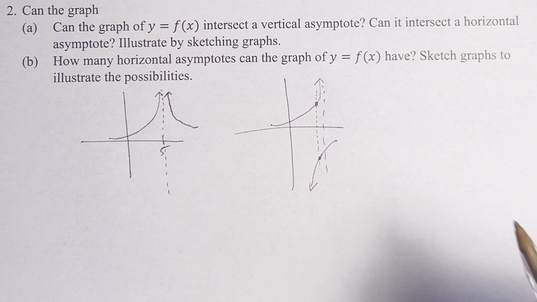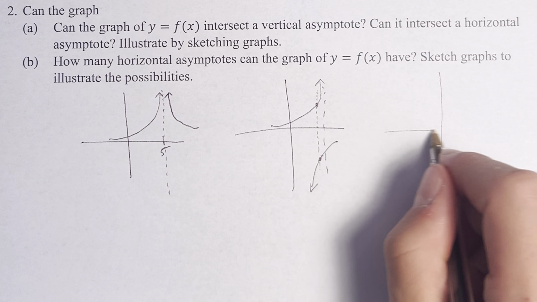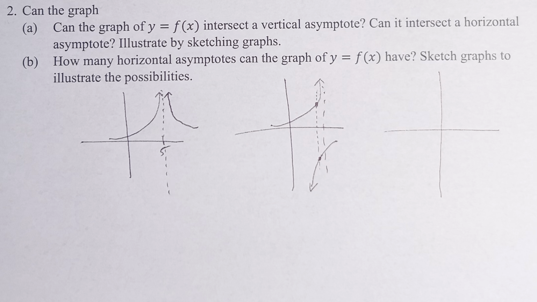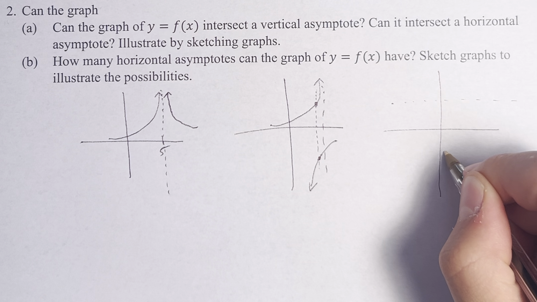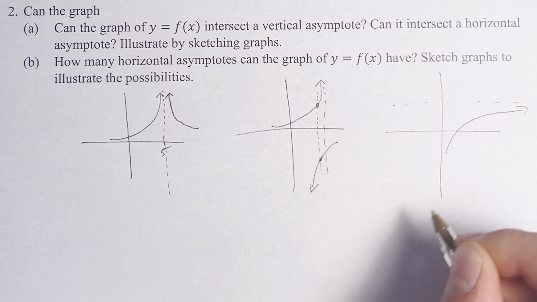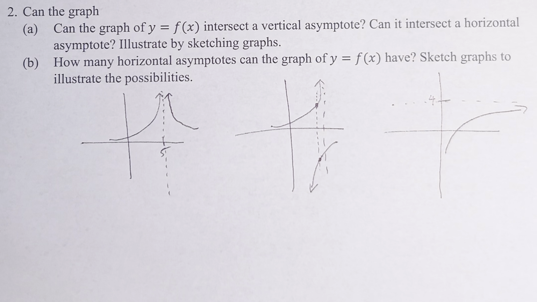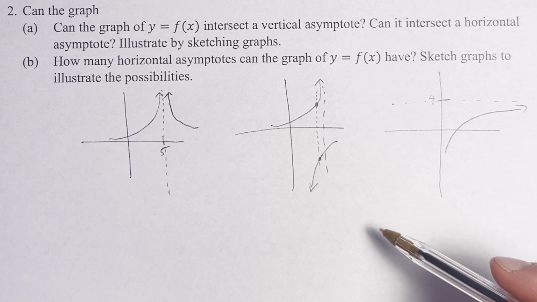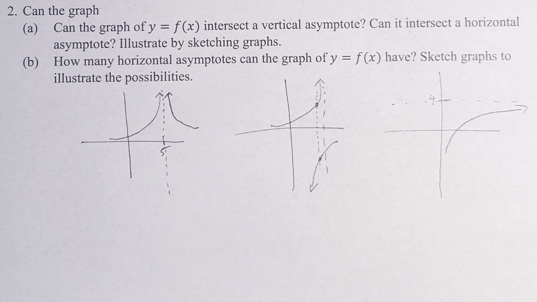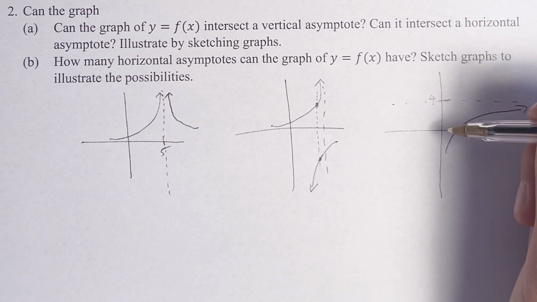For a horizontal asymptote, that means that as x is going off to infinity or negative infinity, the function is approaching a value. Let's say in this case, as x approaches infinity, f of x approaches this value of 4. There's no restriction when we're dealing in values not approaching infinity for the function to cross.